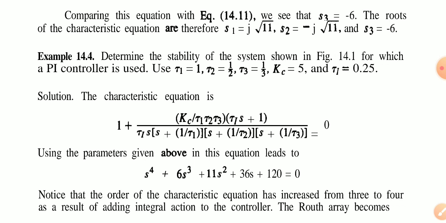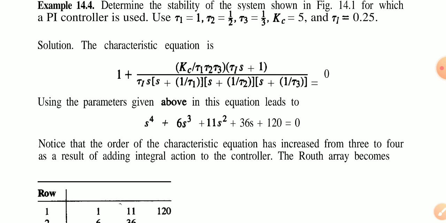1 plus Kc by tau 1 tau 2 tau 3, tau 1 s plus 1 divided by tau 1 s in a whole bracket, s plus under root 1 by tau 1 in whole bracket, s plus 1 plus tau by 2 in a whole bracket, s plus 1 by tau 3 is equal to 0.